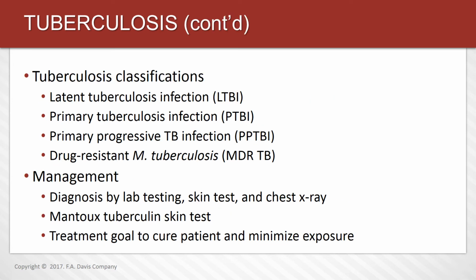All right, so TB, there are some classifications of it. There's latent, there's primary progressive, and then there's drug-resistant TB. So the latent TB infection is usually seen in individuals with an intact immune system, but have limited further proliferation and spread of the mycobacterium. Individuals that have a weakened immune system are unable to control the multiplication of the TB, right?